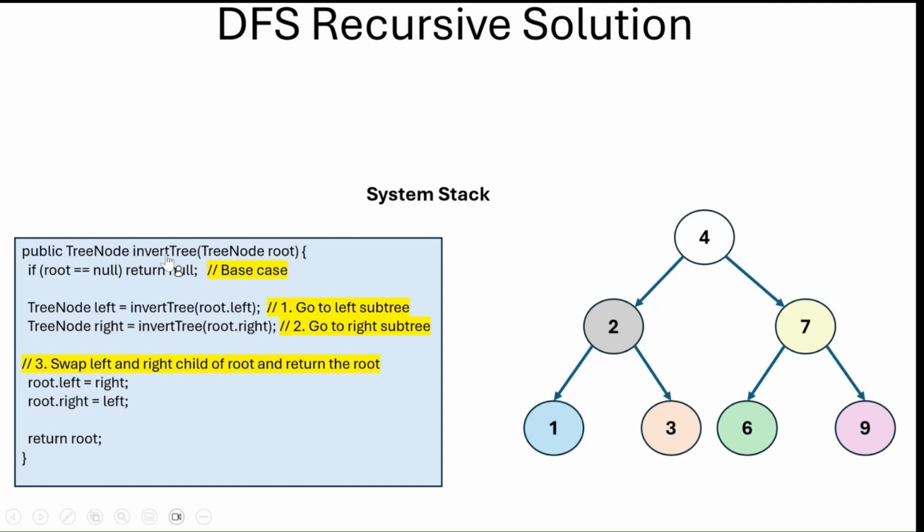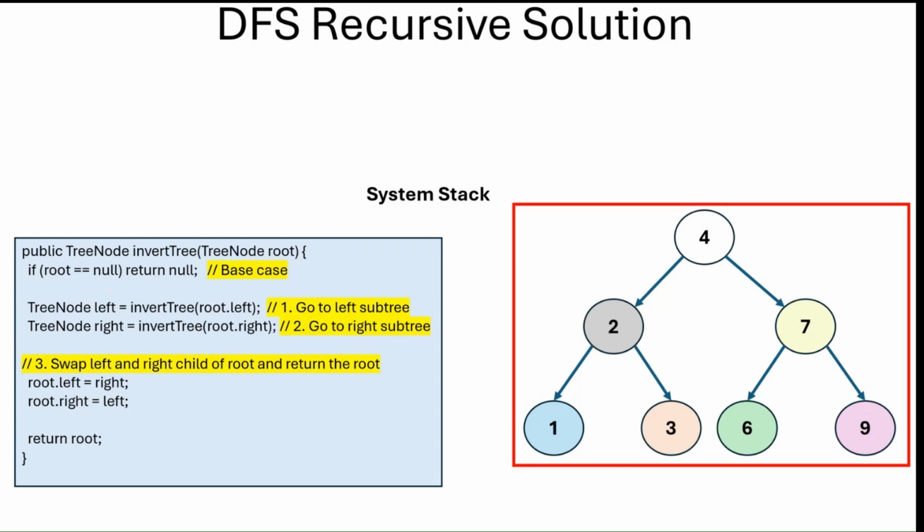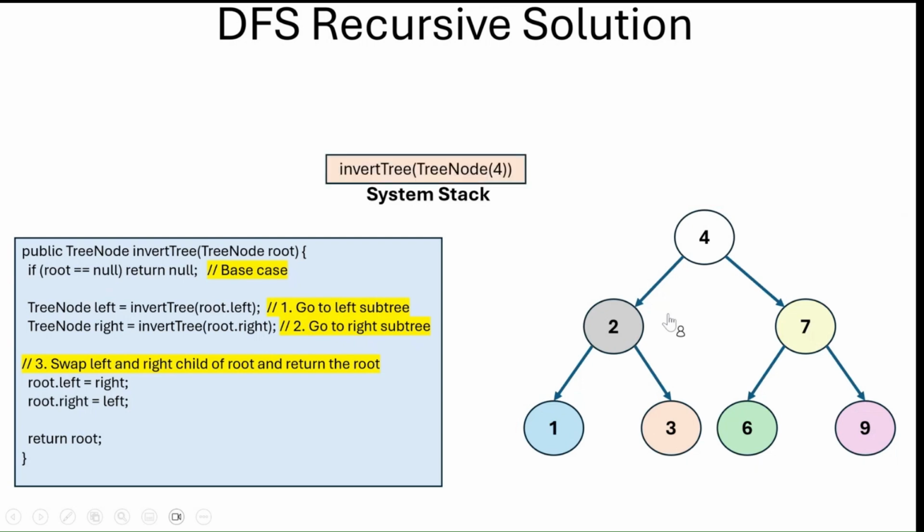So this is our invert tree function. If the root is null, return null. This is our base case. In post-order, we know that we go to the left first, then to the right, and then visit the node, which is where we apply the specific inversion logic for this problem. So let's start. The invert tree function will be called with the root of the whole tree, which is 4. The invert tree call with tree node 4 as the root will be added to the system stack. And then we'll go to the left side.